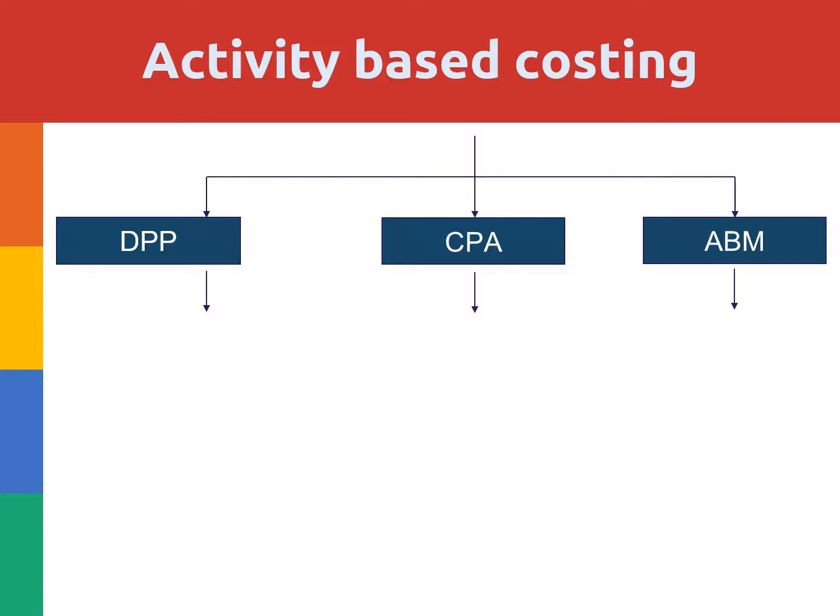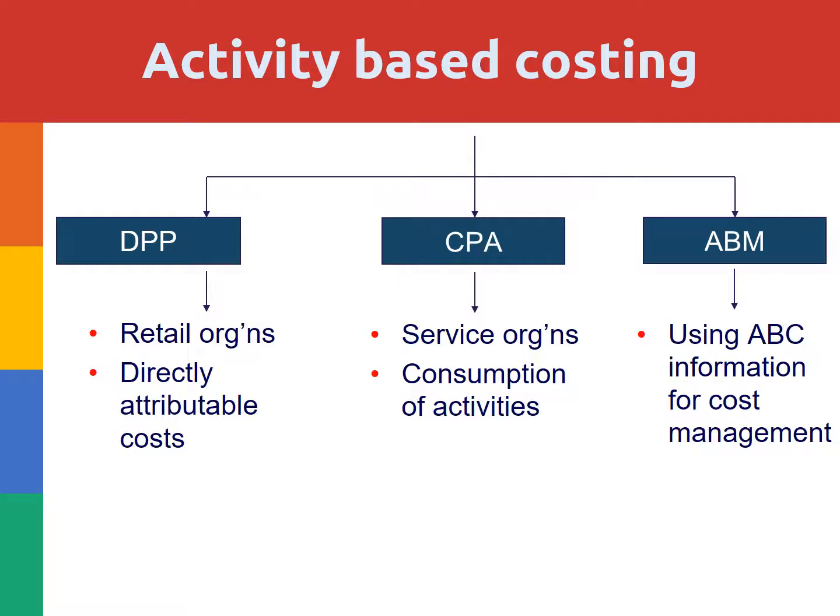Businesses may use activity-based costing principles in various different ways. A retail organisation may use a technique called direct product profitability. This allows them to consider whether each product they are selling actually generates a profit after taking into account any additional overheads which may arise.